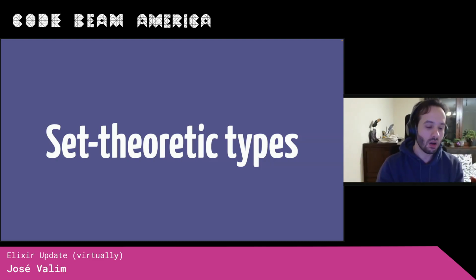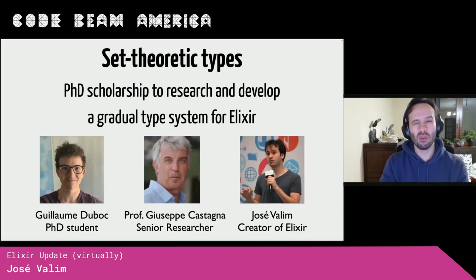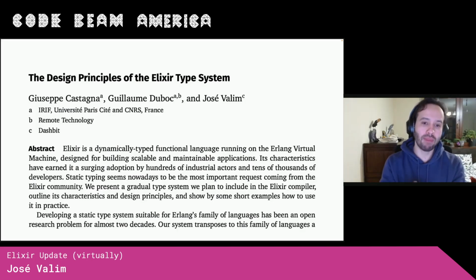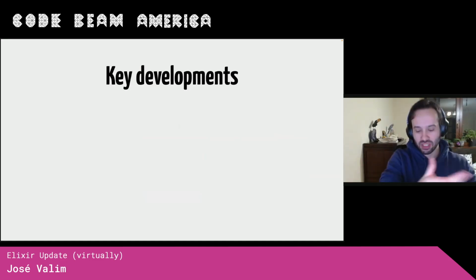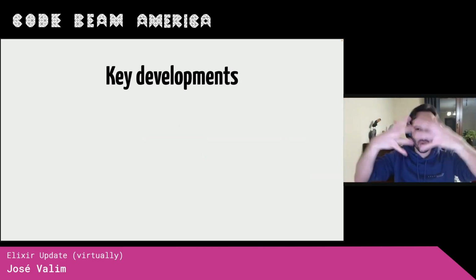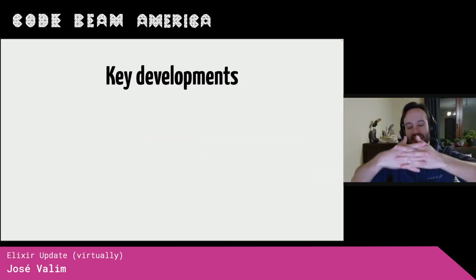And yeah, perhaps the question that everybody wants to ask and hear more about is the work that we have announced on set theoretic types for Elixir. So almost 2 years ago, I believe, we announced that there is a PhD scholarship to research and develop a gradual type system for Elixir. And the student is Guillaume Duboc, and it's being led by Giuseppe Castagna and myself. And last year, we published a paper with the results of our research, with the design principles of the Elixir type system. And this was a very exciting paper because the challenge is that we have an existing language and we have existing type systems.